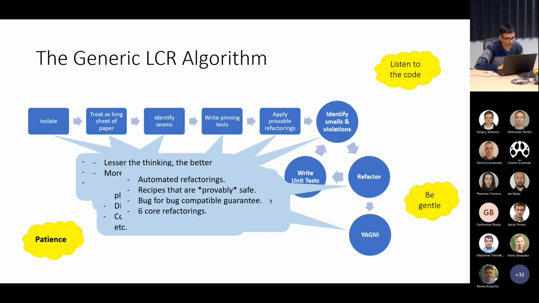All right. So you use various techniques here. Actually, the techniques are not that many. Code coverage, mutation testing, there's just a few. The main thing is the ability to spot smells, then apply provable refactorings. These are mainly automated refactorings and recipes that are provably safe. The main thing here is the bug for bug compatibility guarantee. And I will take us through what the 6 core refactorings are. I've given a list here, but it's actually a very limited tool set. It's just practice. That's it.